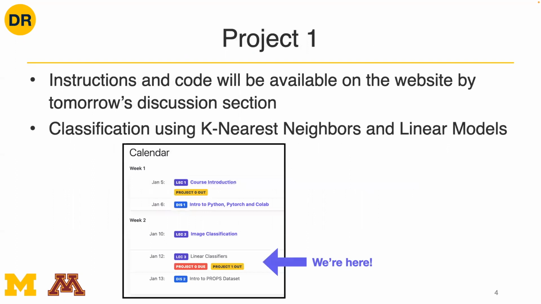So with that then, project 1 is going to be released sometime late tonight or tomorrow morning. This project is going to be covering our first machine learning models that we'll implement. So we're going to implement k-nearest neighbors, which we talked about this past Tuesday, and also a linear SVM model, which will be the subject of today's lecture. The instructions and the code for this project will be released on the project website. So take a look for that, or if you come to discussion, I'll have a link to it in the discussion notes for tomorrow.